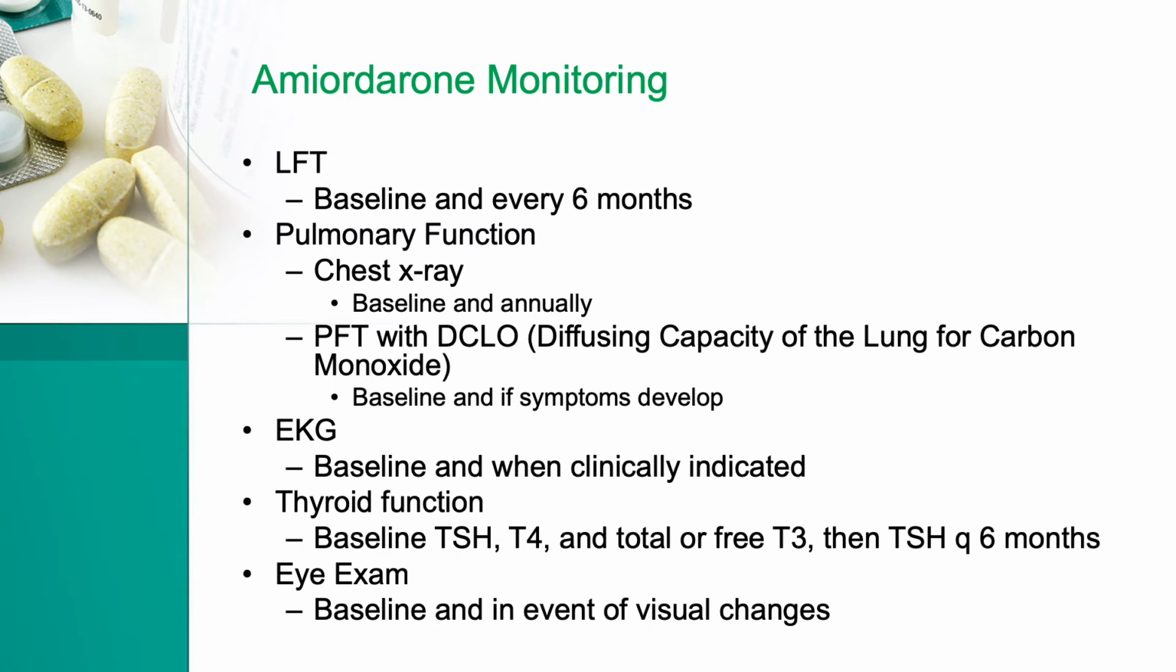For pulmonary function, they need to have a chest x-ray at baseline and yearly, and then the baseline pulmonary function test itself, including the diffusing capacity of the lung for carbon monoxide, which I've never heard about. And you repeat it if pulmonary toxicity is suspected, and you would know that if they had unexplained cough or dyspnea or an abnormal chest x-ray. Pulmonary toxicity occurs in about 2% of patients and may occur as early as 2 weeks into treatment. And as I already said, it's potentially fatal.